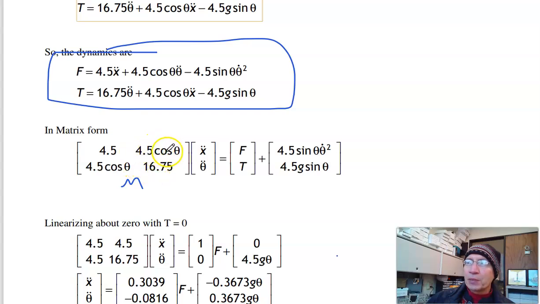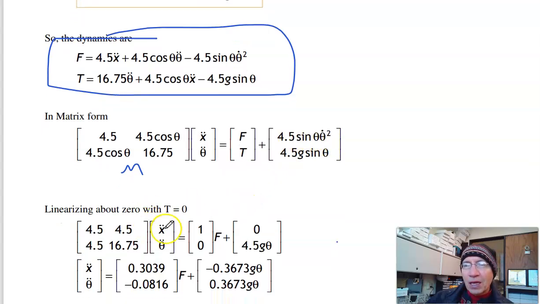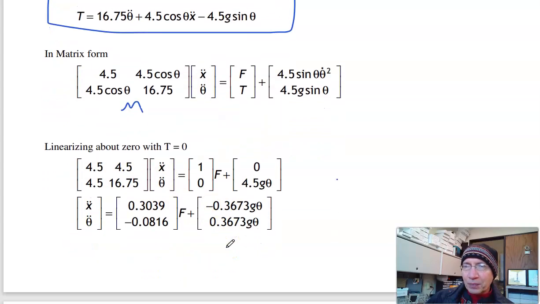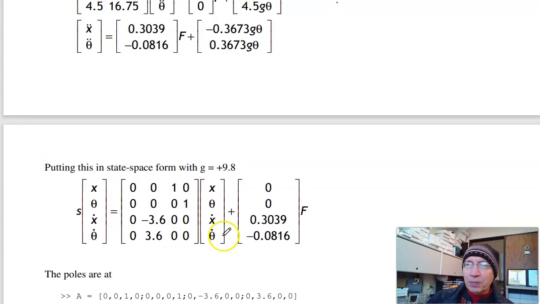So cosine theta becomes 1, sine theta becomes theta, theta dot squared is small, so ignore it. Invert, I get these dynamics. Put that in state space form. So x double prime is minus g times 3.6 times x dot. Theta double prime is plus 3.6 times theta, the second state.